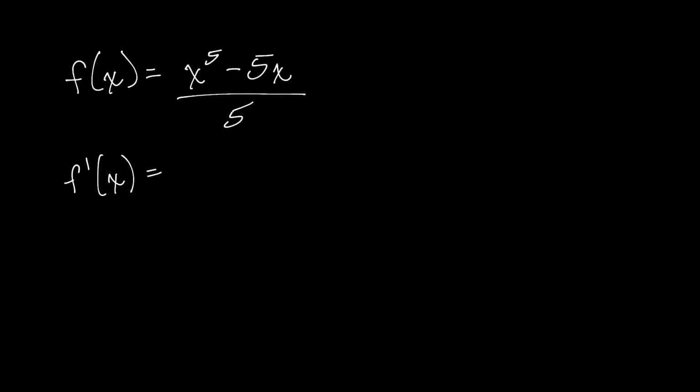Notice here that we have a fraction, so I'm going to have to use the quotient rule. I'm going to take the derivative of the top times the bottom, minus the derivative of the bottom times the top. And then I'm going to divide the whole thing by the bottom squared. So let's go ahead and do that.